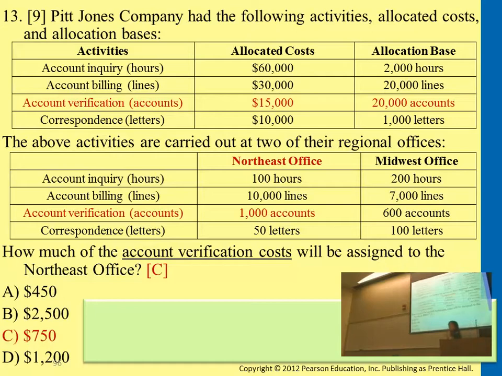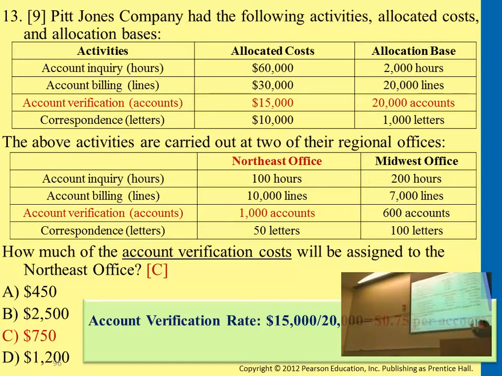So the information you really need to focus on here is only the account verification. What is the cost allocation rate determined there? And then how do you assign the cost to Northeast? We'll be using $15,000, the total estimated verification cost, divided by its driver. The driver is accounts, and the total estimated accounts is 20,000 accounts. So for each and every account, the cost assigned there that relates to verification is 75 cents.